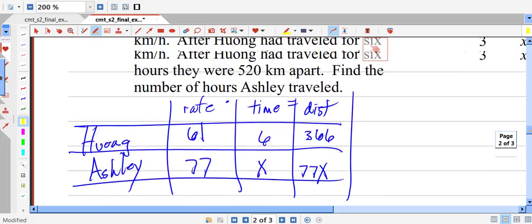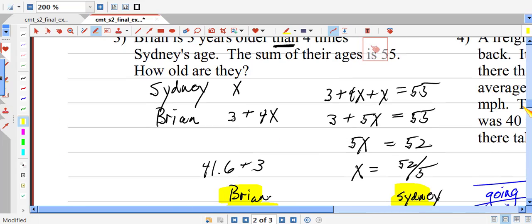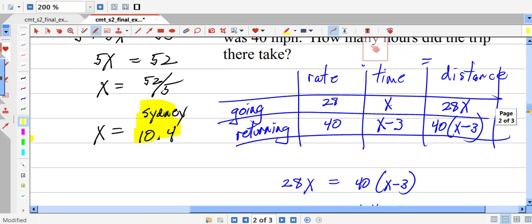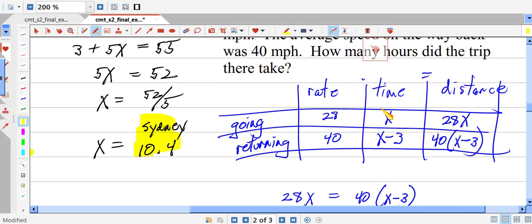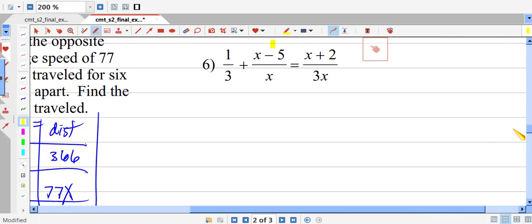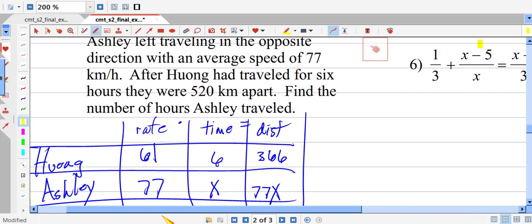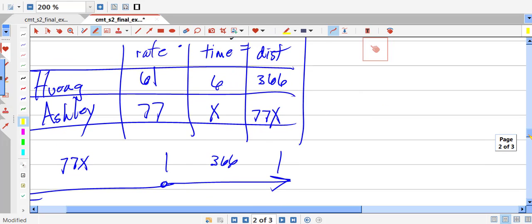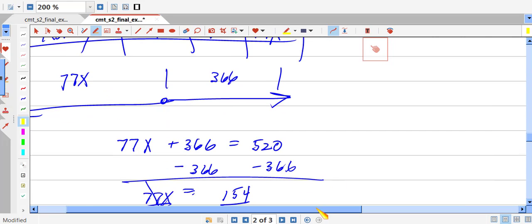Okay, but just to review, the key to doing the out and back problems is to equate the distances to get your equation. For all these problems, you fill in the rate and time portions. You make the distance be rate times time. And then for out and back problems, you equate the distances to get your equation. And for going in opposite directions, you add the distances together to get the total distance.